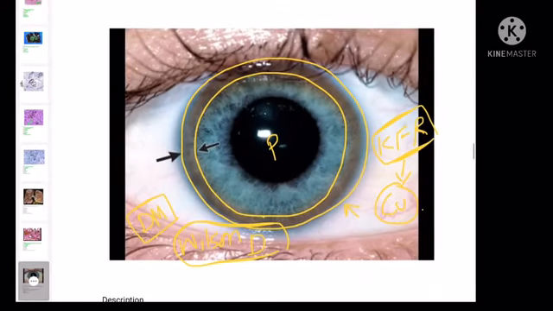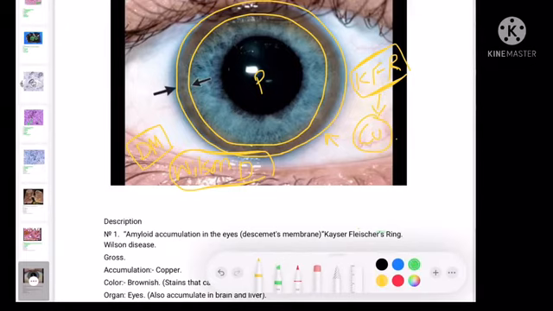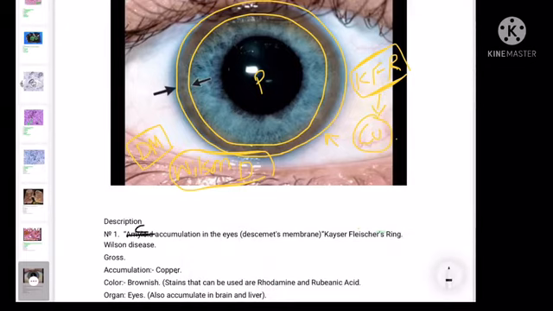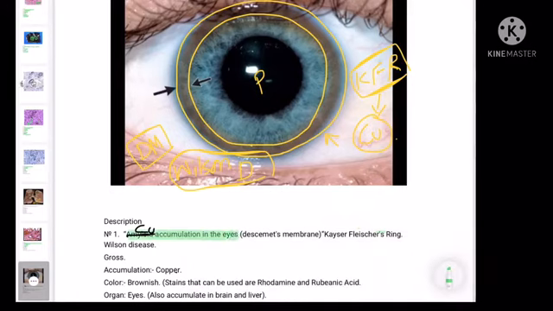Let's go for the details of this image. So it's copper accumulation in the eyes, in the Descemet's membrane of the cornea, and the ring is called the Kayser-Fleischer ring. The disease is Wilson disease. It's a gross image. The accumulation is copper, color brown, and there is a stain that can be used histologically for copper.